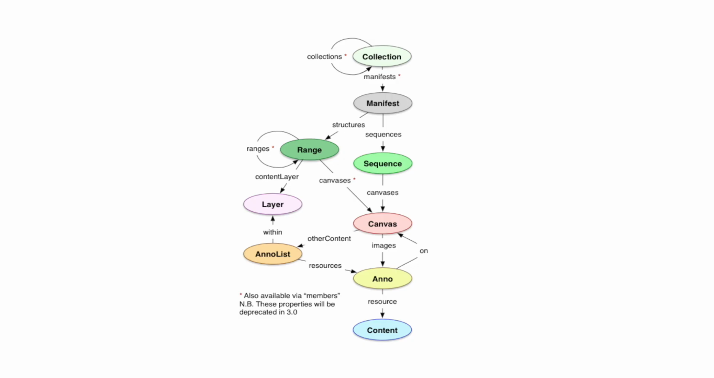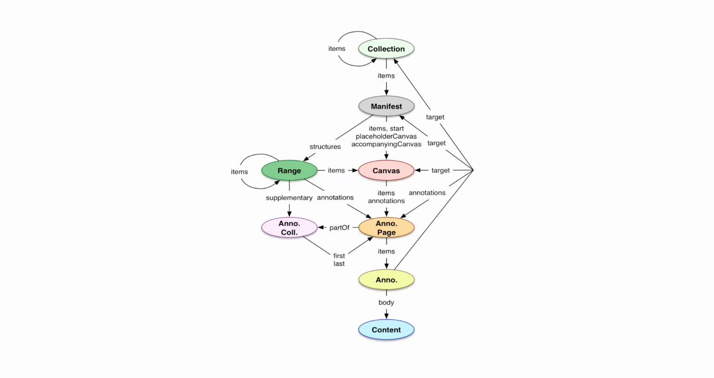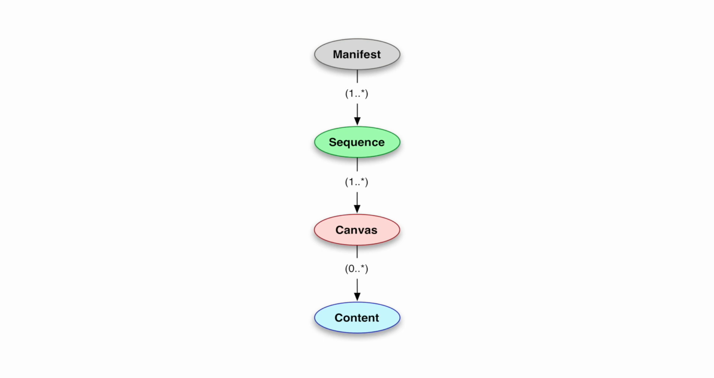The first element of the Presentation API data model that we'll talk about is the manifest. When you look at the overall data model for the Presentation 2 and Presentation 3 APIs, you'll see that there are some differences. But really, at the core, there are a few elements, and this graphic from the version 2 specification really sums it up. There's a manifest, and it contains a sequence or one or more sequences of canvases that have content, usually images. But really, the manifest is the central organizing unit for IIIF.